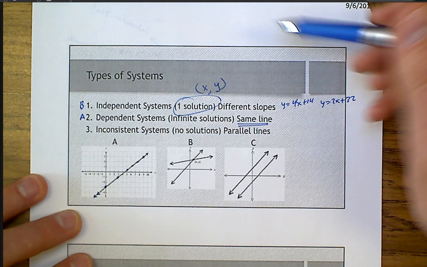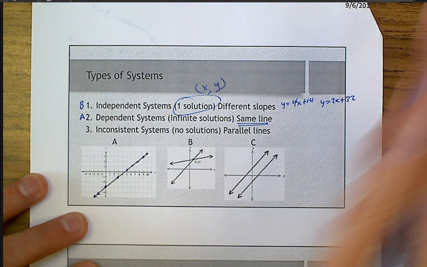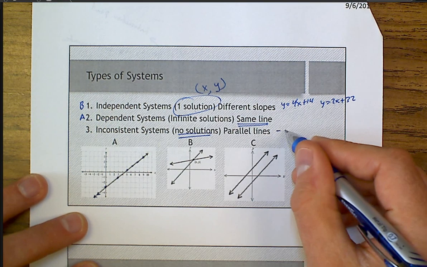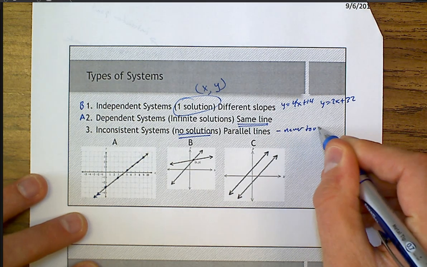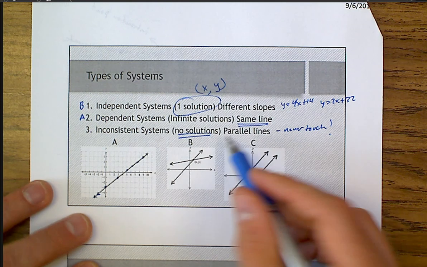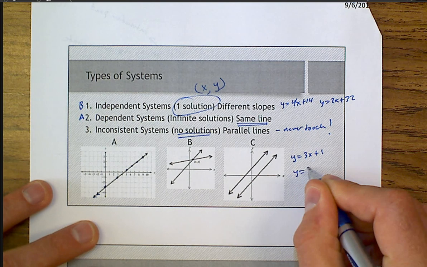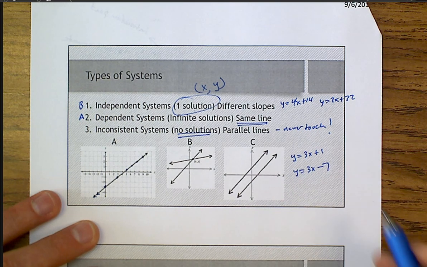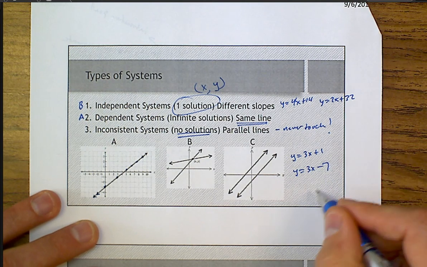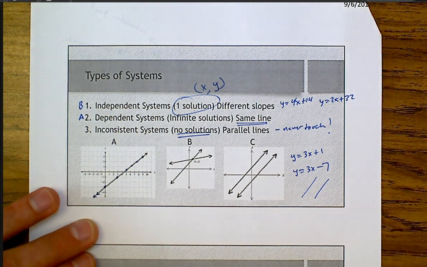Okay? And then the last situation is what we call an inconsistent system. If it's inconsistent, it has no solutions because the lines are parallel. And if lines are parallel, right, they're never going to touch or they're never going to intersect. So there's no way there can be a solution. And that's when you have the slopes being the same. So like y equals 3x plus 1 and y equals 3x minus 7, right? Those have the same slope of 3, but they have different y-intercepts. So when you go to graph these, they're going to be parallel lines and they'll never touch. Okay? That'll come into play as we go through.